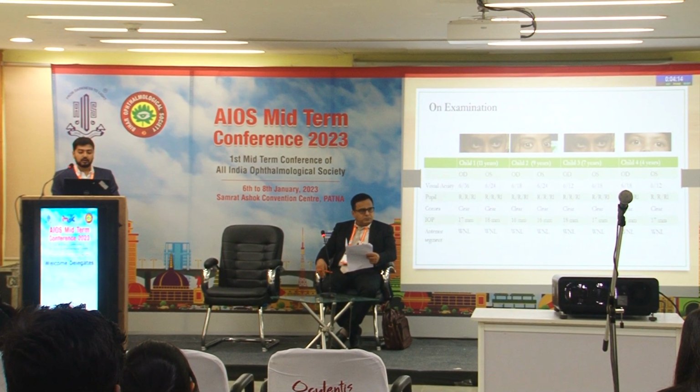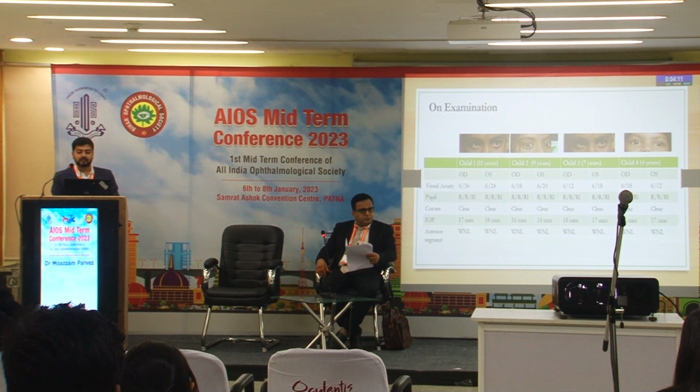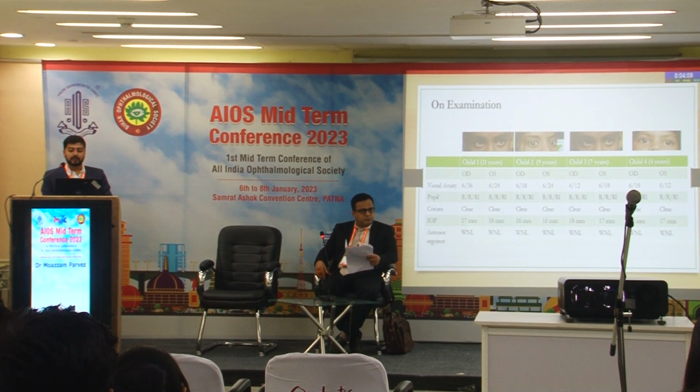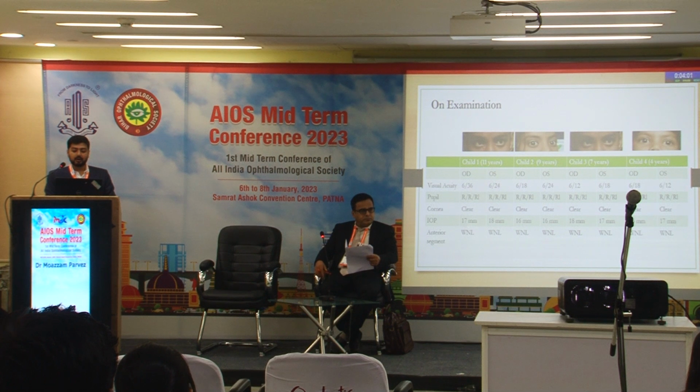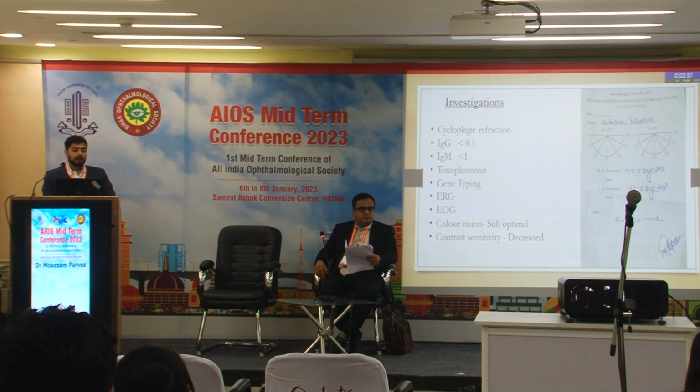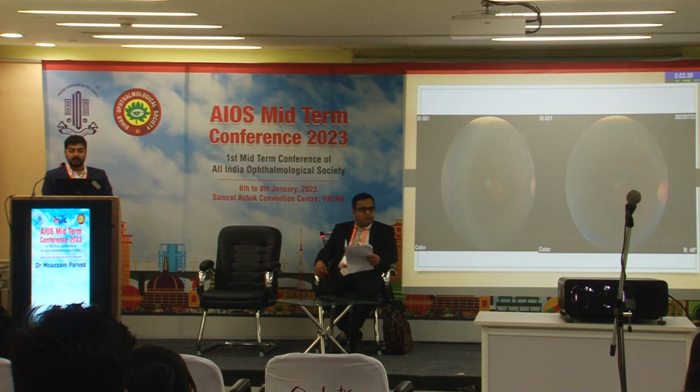On examination, all the kids had visual acuity ranging from 6/36 to 6/12. The pupil was found to be round, regular, and reacting, and the cornea was clear. The IOP was found to be normal, within 17 to 16 mm of mercury. The anterior segment was within normal limits. On investigation, a cycloplegic refraction was done for all the kids. IgG was noted to be less than 0.1. IgM values were found to be less than 1. Toxoplasmosis, gene typing, ERG, EOG were done. Color vision was found to be suboptimal, with decreased color sensitivity.